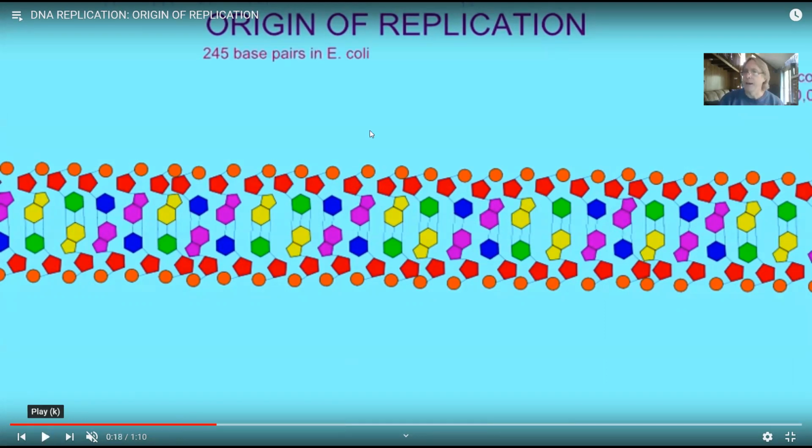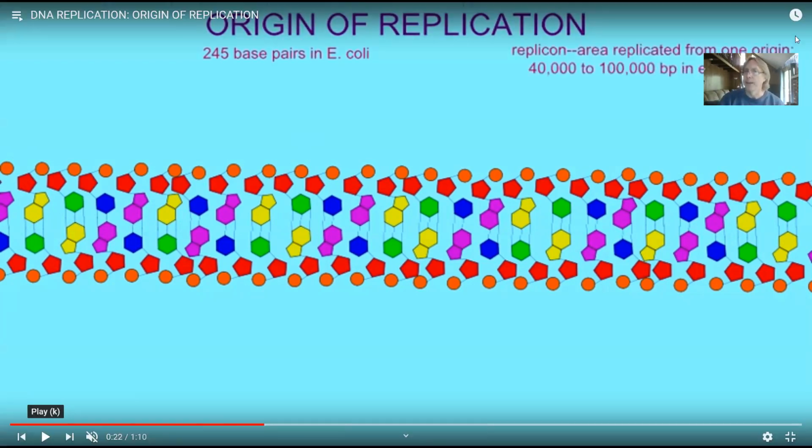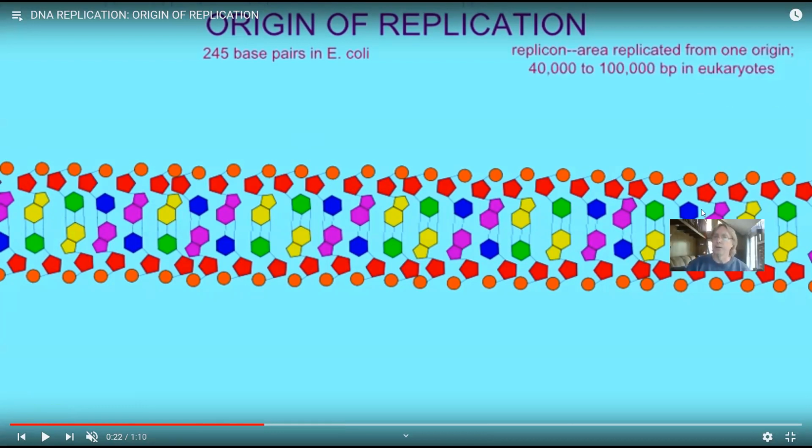Now, a simple bacterium like E. coli just has one circular chromosome, which means there is one origin, one region that has, say, 250 base pairs, give or take. From that spot, replication begins and the entire chromosome is replicated from there. In eukaryotes, however, the areas are bigger, and an area which is replicated from that origin is what's called a replicon.